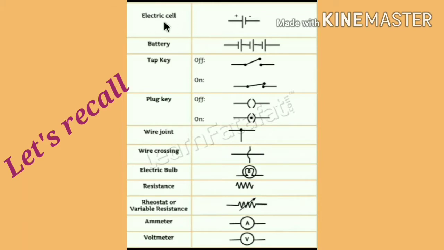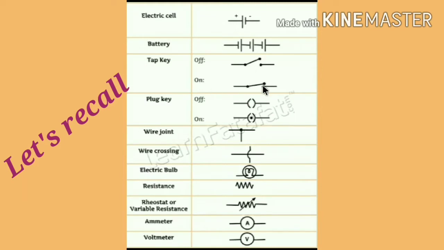First, the electric cell is denoted by this diagram. Here is the positive end, here is the negative end. Then the battery. Let us see here 1, 2, 3 cells are joined here. Then the tap key. Here is the tap key off. Here is the tap key on.